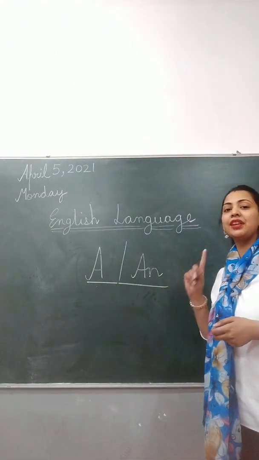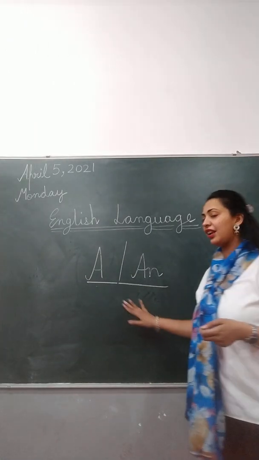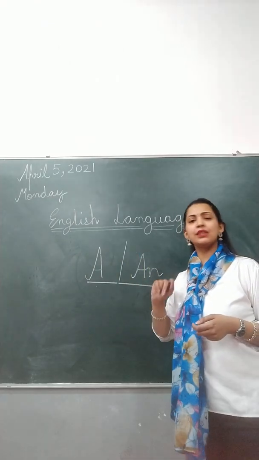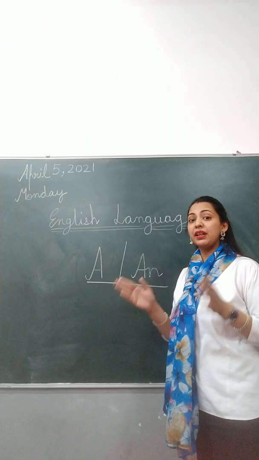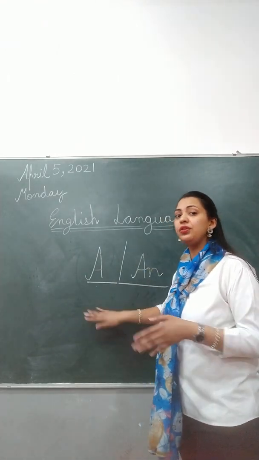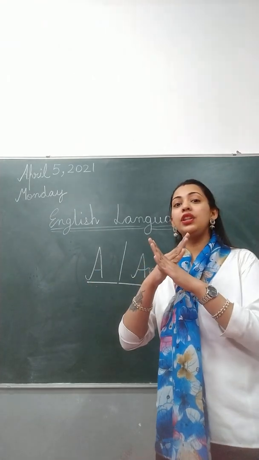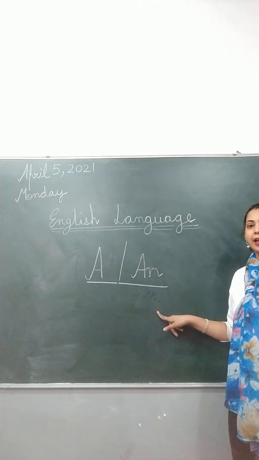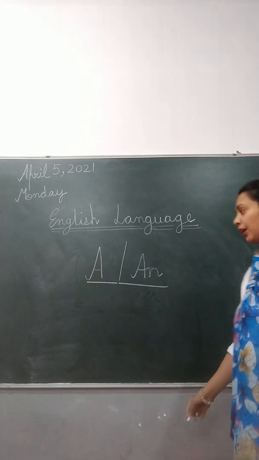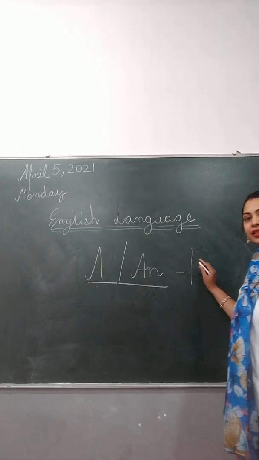So this is the first point that we should always keep in mind, that we will be only using a or an when we are talking about one. One could be one person, one place, one animal or one thing. But if we are talking about more than one, then in those cases we don't use a or an. So we use a or an only if we are talking about one person, place, animal or thing. That is one noun.